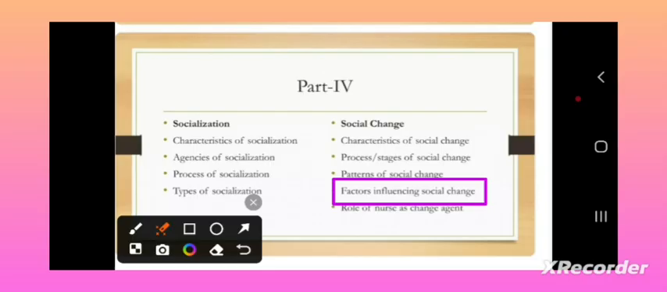Cultural factors: diffusion, the spread of ideas and practices from one culture to another, and internal change. Example, a shift in dominant values or ideologies. Economic factors: change in modes of production, distribution of wealth, and globalization. Political factors: governmental policies, law, war, revolution, and shifts in power structures.